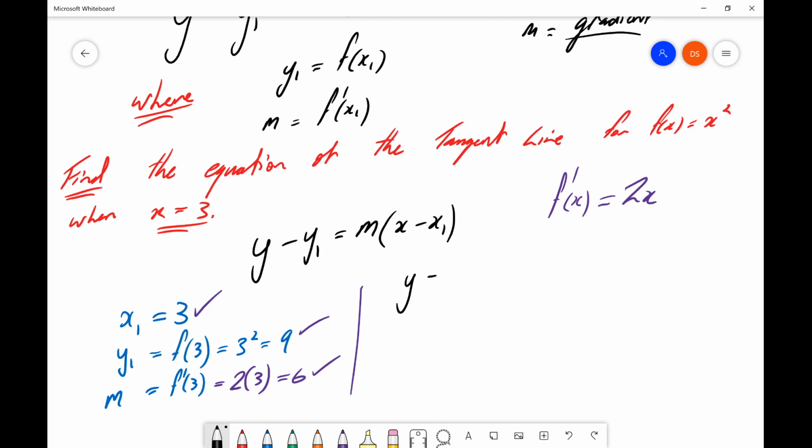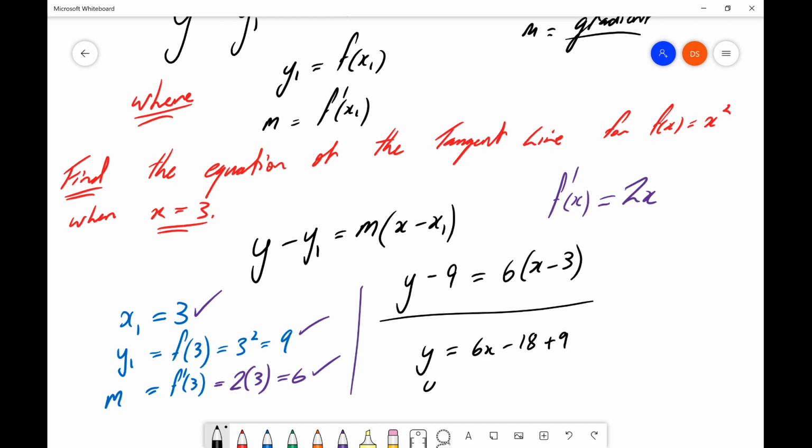Y minus y1, which is 9, equals m, which is 6, times x minus x1, which is 3. This is my equation. Some of you might want to expand and simplify, but for me, it doesn't matter. I'm quite happy here or here. Okay?